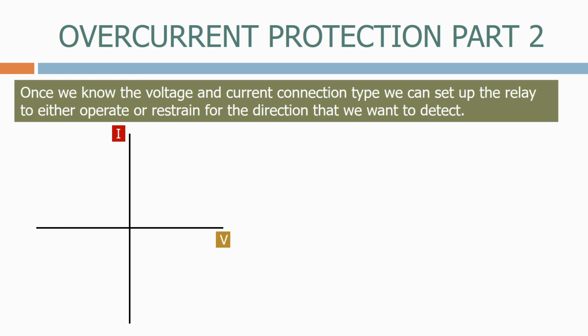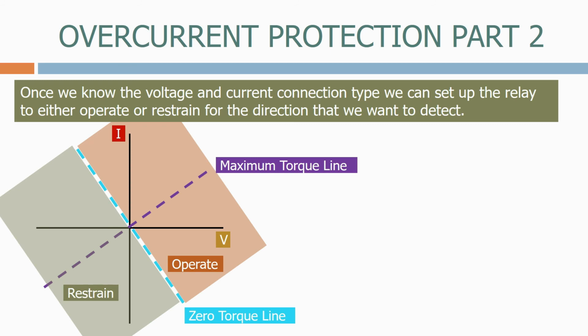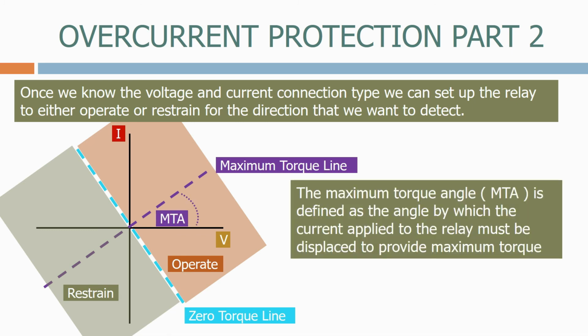Here we have a graph with the current on the vertical and the voltage on the horizontal. We draw two lines, the maximum torque line and the zero torque line, with the operate zone on the right of the zero torque line and the restrain zone on the left of the zero torque line. The maximum torque angle, MTA, is defined as the angle by which the current applied to the relay must be displaced to provide maximum torque.